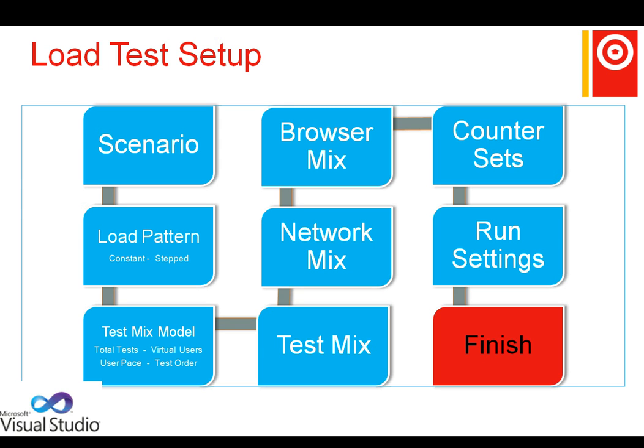Network mix, like test mix, allows you to apportion load to specific types of network. Browser mix, again, like test and network mix, allows you to proportion load out to specific browsers. It is important to be aware that some web servers respond differently to different browsers, which could have an impact on your load test. Counter sets allows you to select which performance monitor counters you want from each machine.